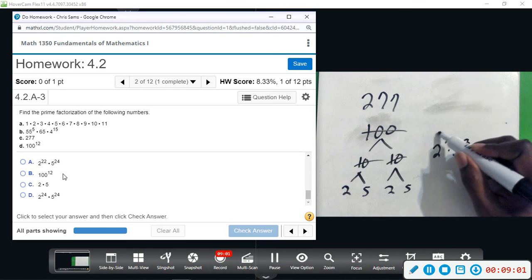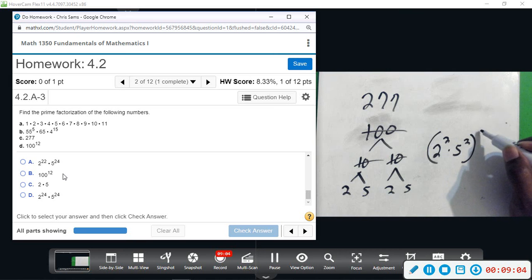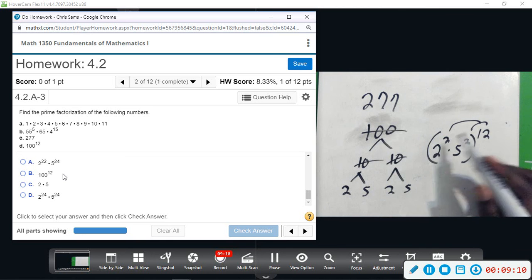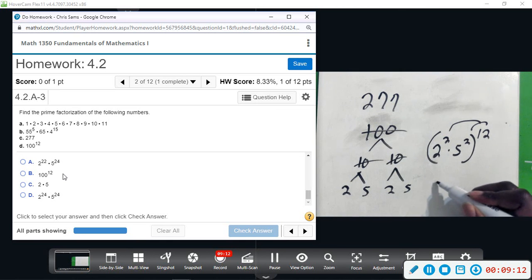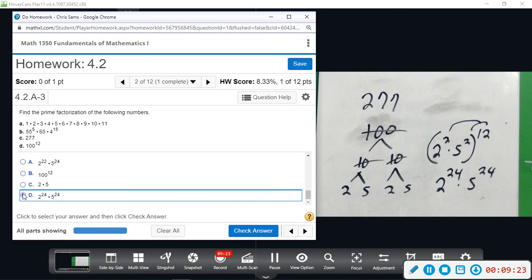Okay, so this is 100, and this is raised to the 12th. And we're going to distribute this 12 to both exponents, so this will be 2 times 12 and 2 times 12. So they give us 2 to the 24th times 5 to the 24th. So that will be our prime factorization of 100 to the 12th power.